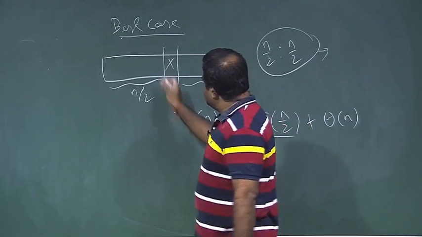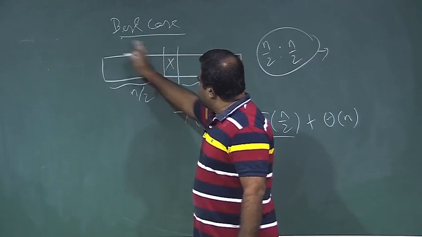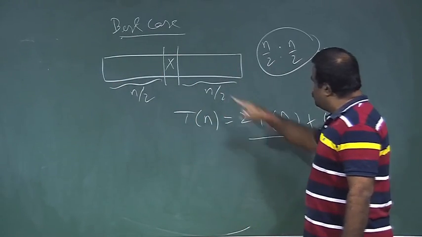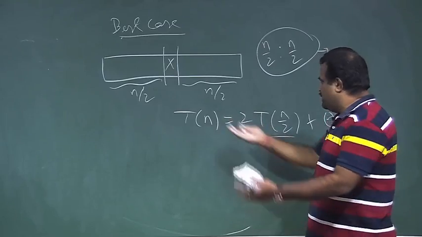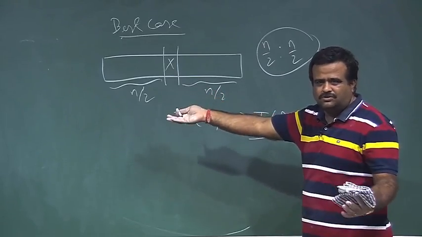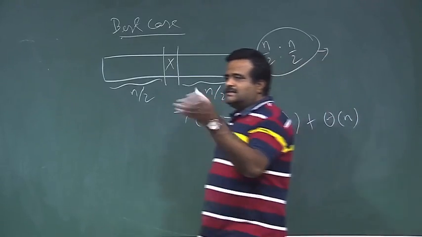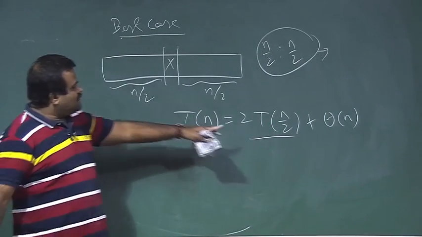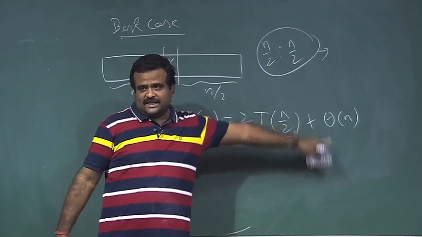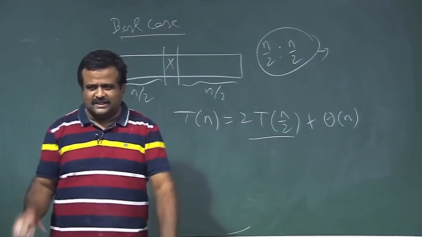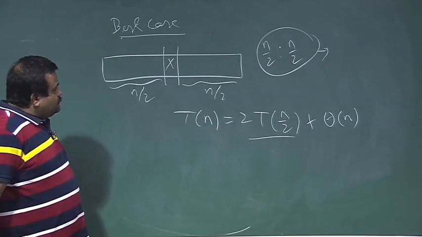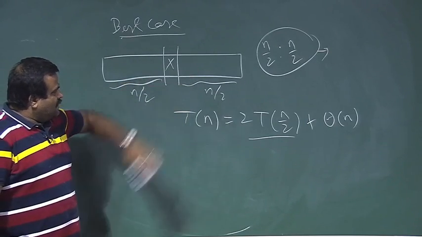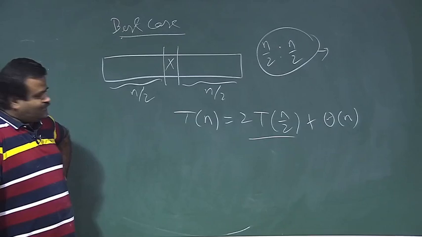Because in that case, if the pivot is sitting here, again we have to call quicksort for this and quicksort for this. Though these two have the same size, n by 2 or n by 2 minus 1, that will also be n by 2 because of the lower ceiling or upper ceiling. And this is the cost for partition and those initial steps. So this is the recurrence for quicksort if the partition is n by 2 and n by 2.